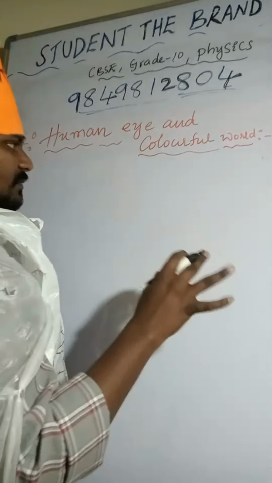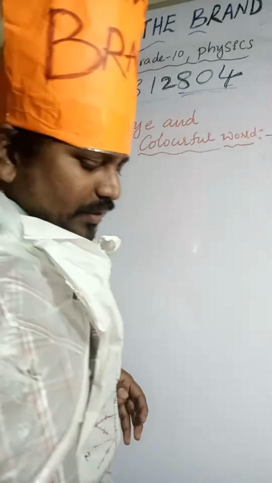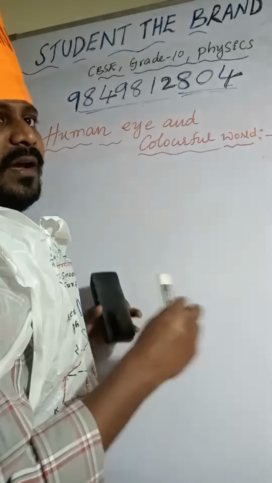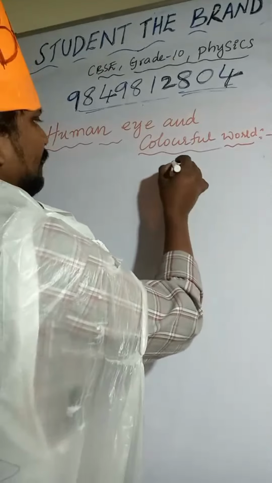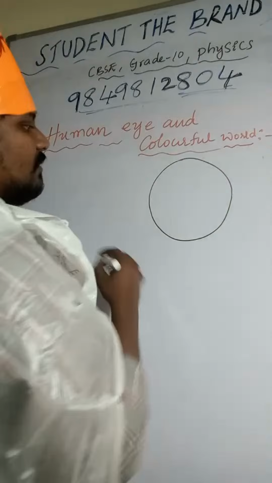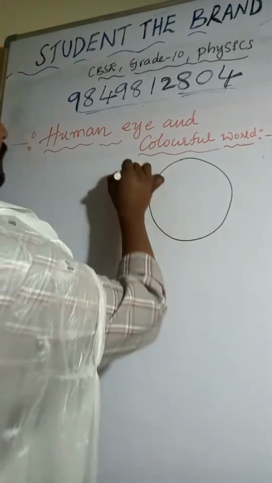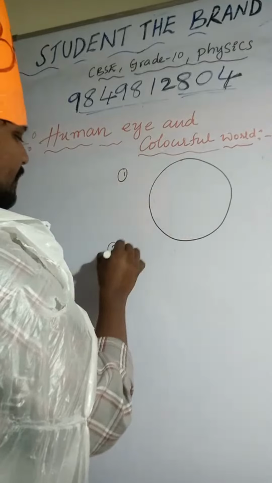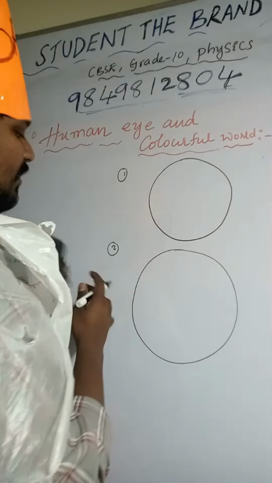So I will draw three diagrams in an easy, simple way. Check here. First, draw the circle. This is the first step. Second step, you can draw it in only one diagram.